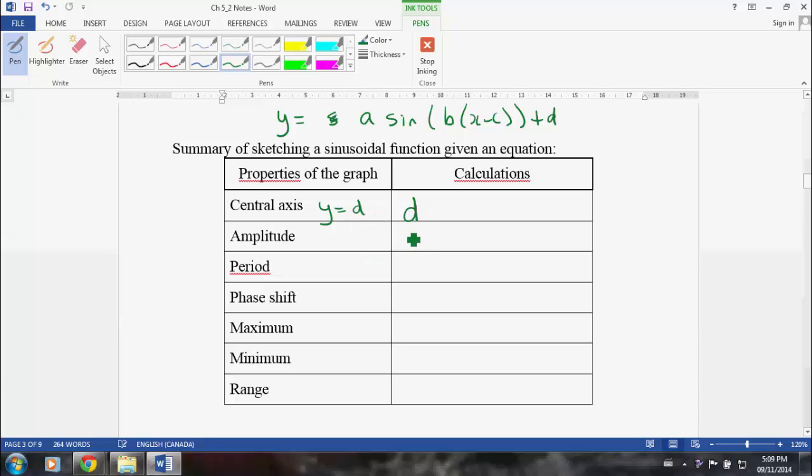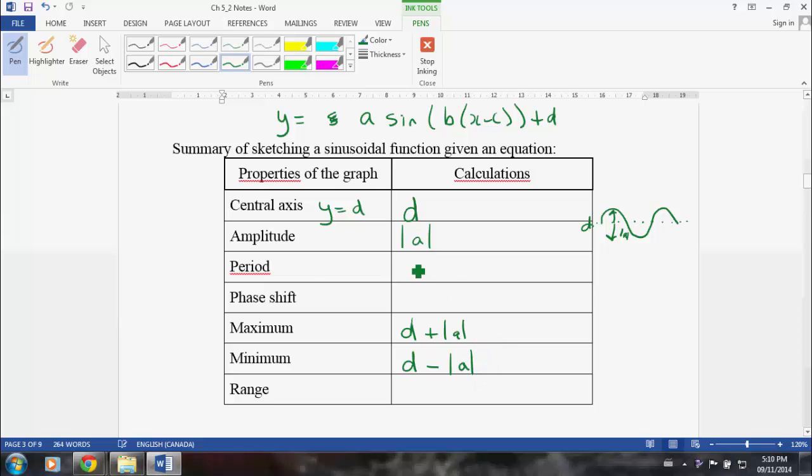The amplitude is equal to the absolute value of A, and so this will help you figure out your maximum and your minimum. Your maximum will be the central axis plus the absolute value of A. Right, so if you have here is your sine function, here is your central axis, that will be at D, right? So D plus the absolute value of A will give you your maximums, D minus the absolute value of A will give you your minimums.